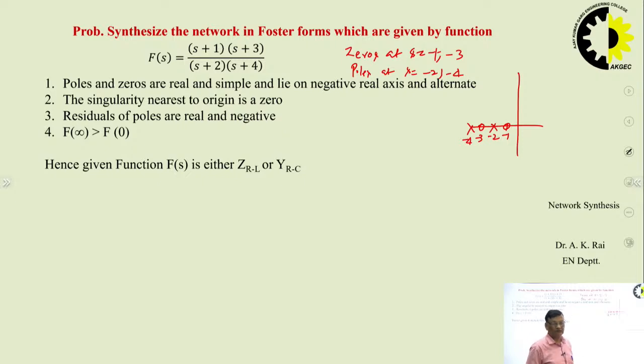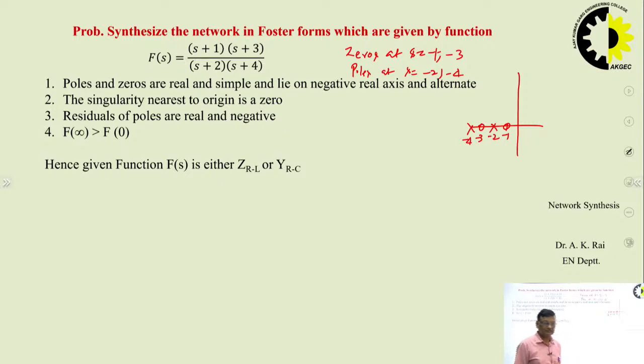Suppose now look at the problem: synthesize the network in Foster forms. Nothing is mentioned, Foster first or Foster second, RL or RC, not mentioned. So, what will a group of students do? They will make the Foster first of ZRL and the Foster second of YRC. So, if nothing is mentioned, some group of students will make Foster first of ZRL and Foster second of YRC.